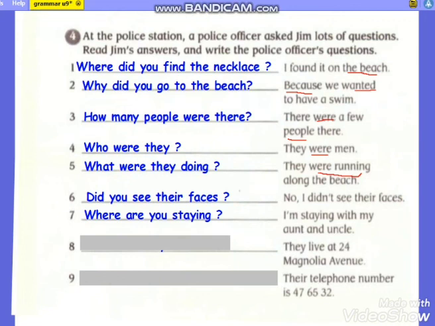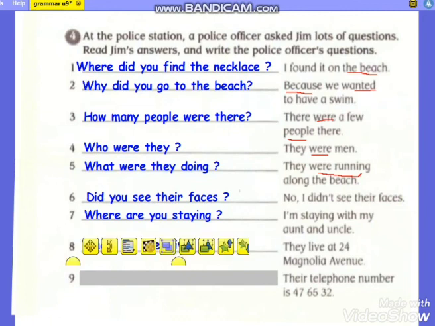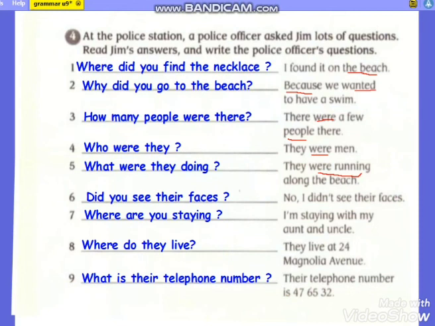They live at 24 Magnolia Avenue. So here the police officer is asking about the place too. So you must write the question, where do they live? And the last question, their telephone number is 47 65 32. He's asking about the telephone number. So what is their telephone number? Question mark. By that, we finish doing the exercises in your practice book.